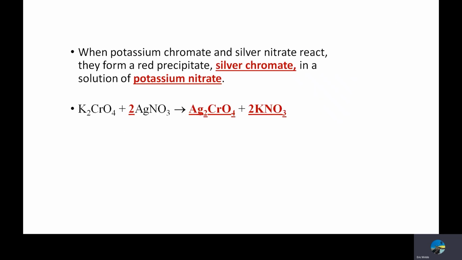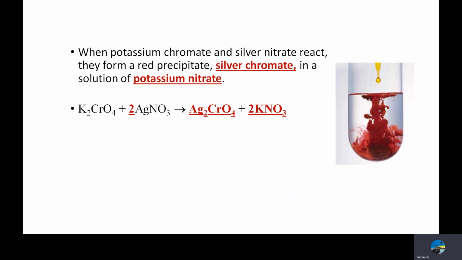We've got an example reaction here, starting out with potassium chromate and silver nitrate. So potassium chromate, K2CrO4, and silver nitrate, AgNO3. When they react together, they will form one precipitate, so a solid, and the other compound will stay dissolved in water. This particular reaction will end up with silver chromate as our precipitate, and we'll have a solution of potassium nitrate.